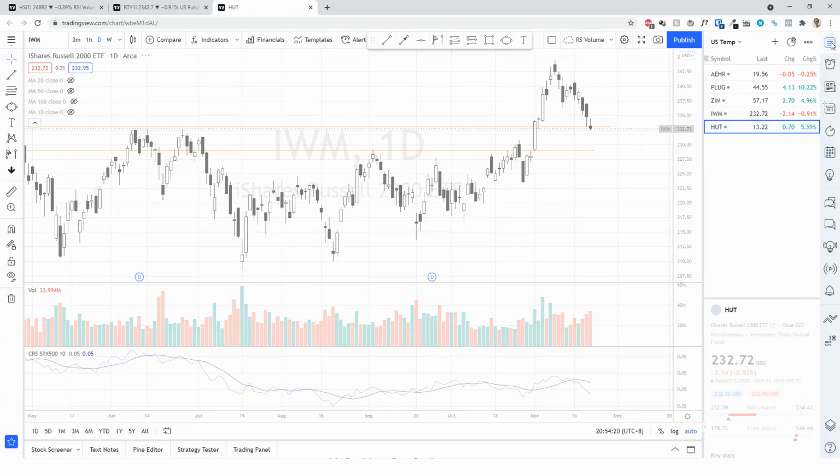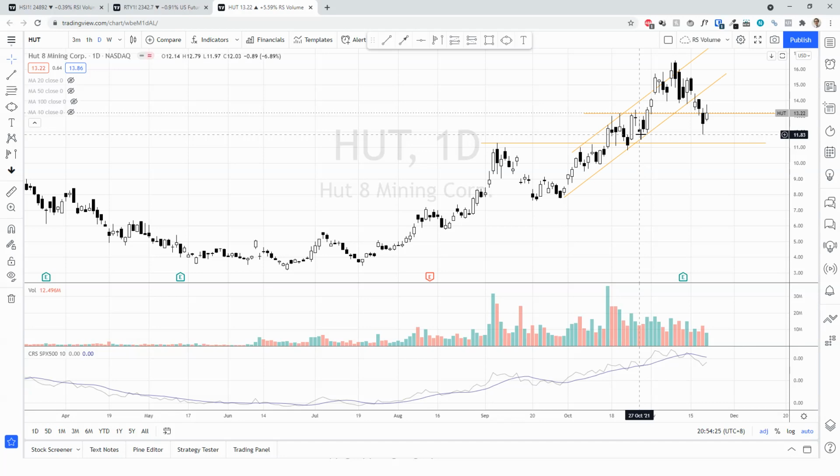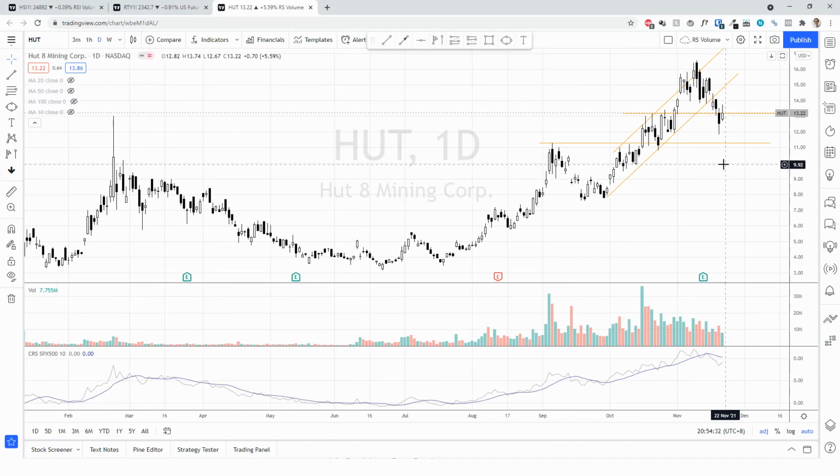Okay, we have one last one. HUT is very relevant to Bitcoin. It's a mining stock. Talking about mining, I forgot to take a look at Bitcoin, but anyway, I will jump to Bitcoin after this stock. So let's start from here.